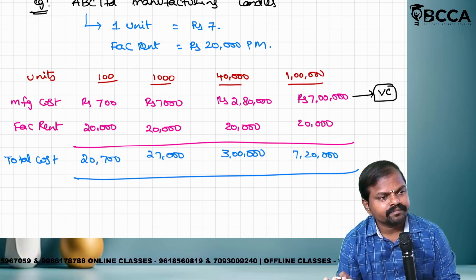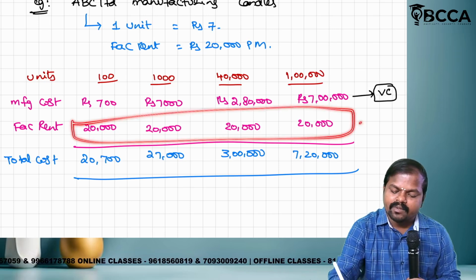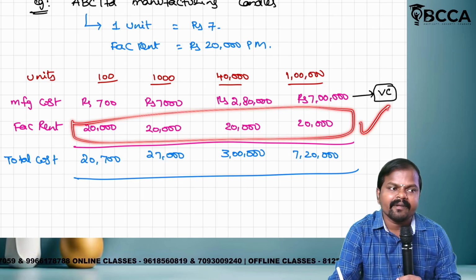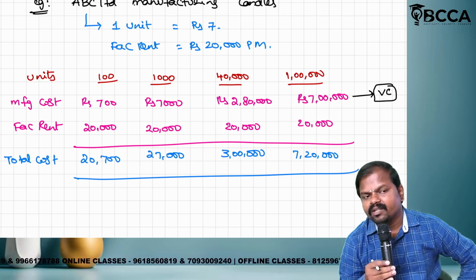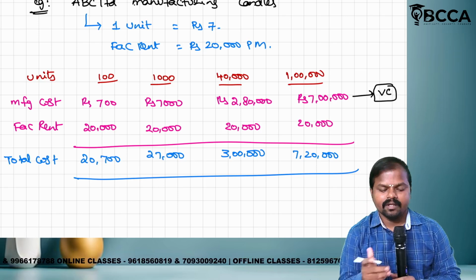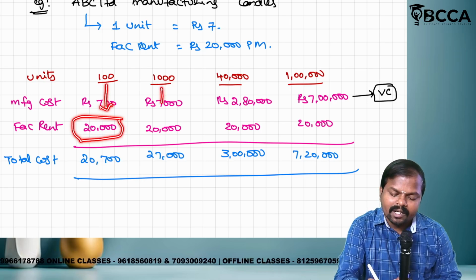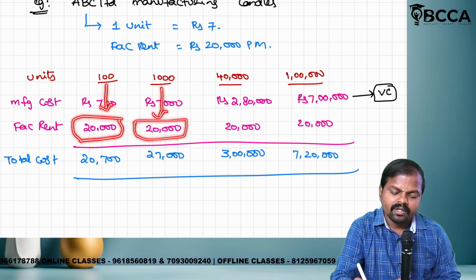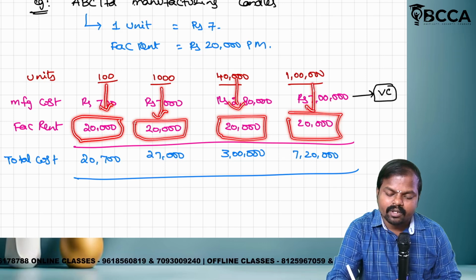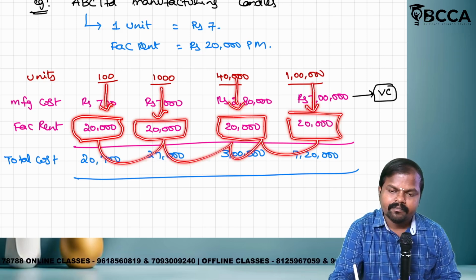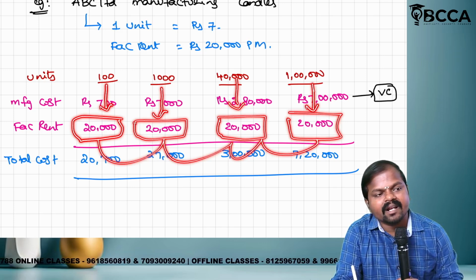Is it clear? Now tell me, they are asking about these values, is it fixed or variable or semi variable? First we will check fixed cost. What is condition number 1? Cost in totality constant. At 100 units, what is the total cost? At 1,000 units, what is the total cost? At 40,000 units? At 1 lakh units? It means same. Under fixed cost, condition 1 satisfied or not satisfied?